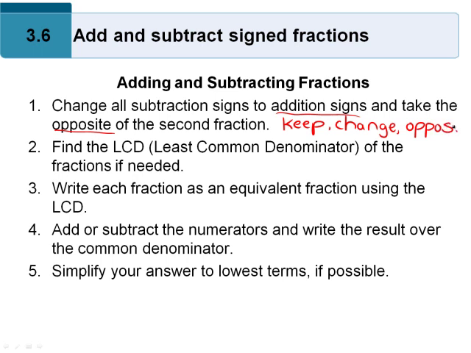Then, step 2, if you need to, find the least common denominator. In other words, you can only add or subtract fractions that are over the same denominator. So if you don't have like denominators, you need to find the least common denominator of your fractions. Then you use that common denominator to write equivalent fractions, just like we did in the last section, section 3.5. Now, after you've done that, you need to add or subtract the numerators and put that result over the common denominator that you just found. And at the end, make sure you simplify your answer to lowest terms, that it's in reduced form.